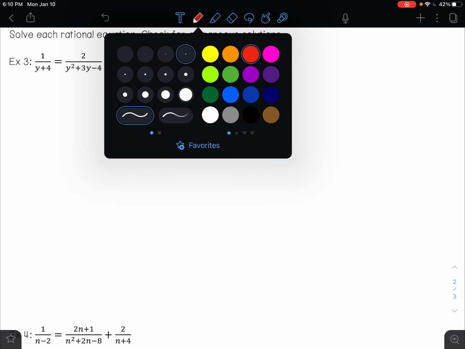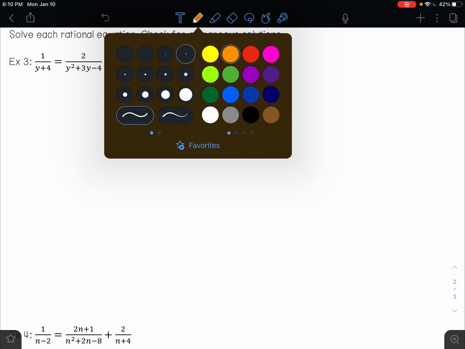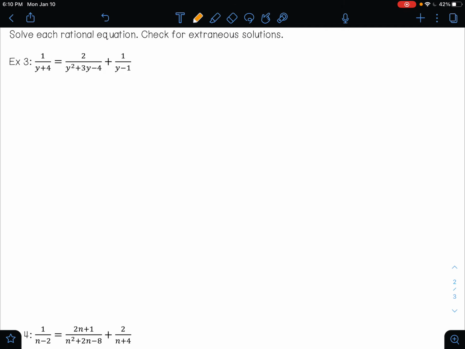Let's try this process again with example 3. Your first step is going to be to factor. There's nothing to factor in my first fraction, so I'm going to go ahead and bring that one down. In my second fraction, if I try to factor this, it's going to end up being y plus 4 times y minus 1. And there's nothing that I can factor in my last fraction. So that one's going to stay as 1 over y minus 1.